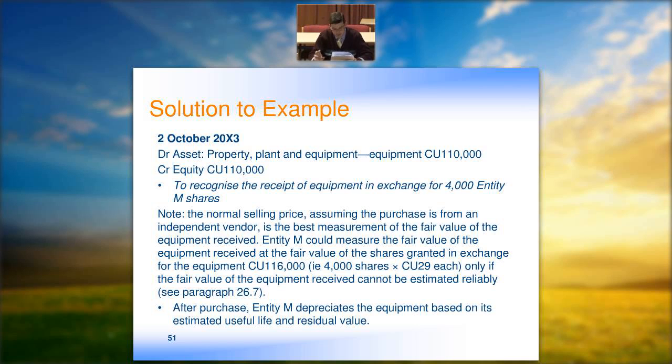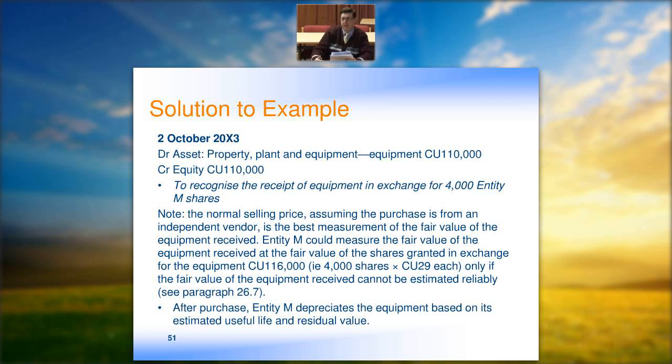So in the first instance, you look to that in IFRS 2. NTM could measure the fair value of the equipment as the fair value of the shares granted in exchange for the equipment, which is 4,000 by 129, only if the fair value cannot be estimated reliably. So in this case, the fair value can be estimated reliably. It is 110,000, so we can put it in as 110,000. We could use the 116,000 if we had no other way of valuing the property, plant and equipment.